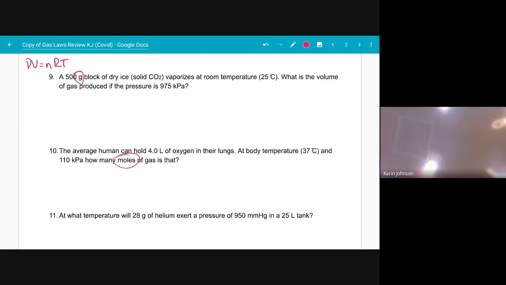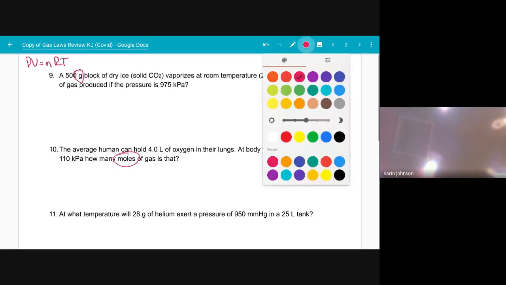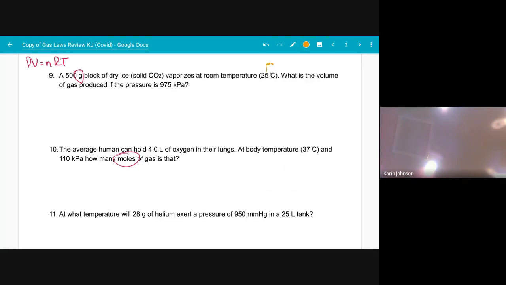So it says a 500-gram block of dry ice, or solid carbon dioxide, vaporizes at room temperature. Well, right away, it's a problem because I see it's in Celsius, so I'm distracted. 273.15 plus 273.15. Okay, so what is the volume of gas produced if the pressure is 975 kilopascals? Okay, well, first of all, n is moles, not grams. So I have to figure out how many moles 500 grams is. So that's from our previous moles unit.